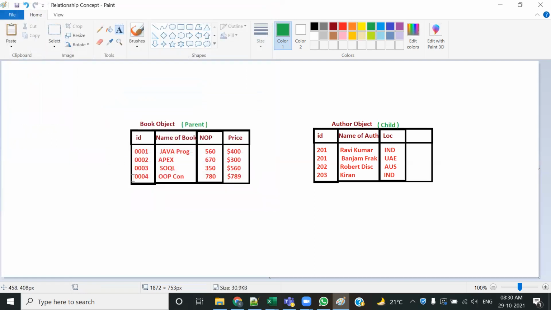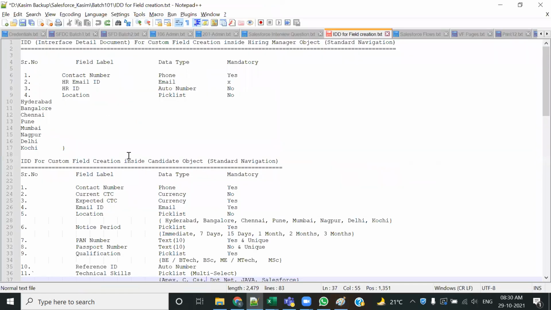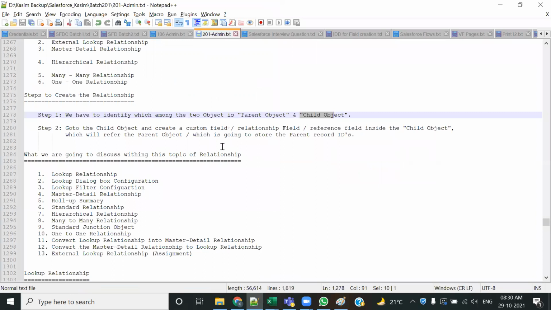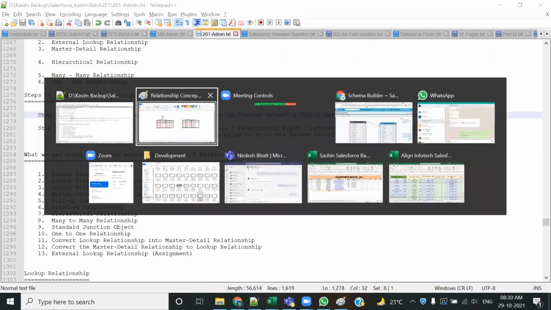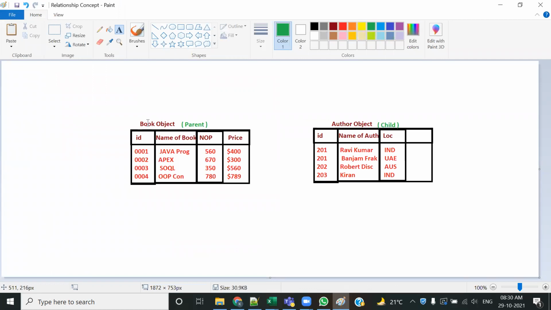So see, as in step number one, we should make this assumption. I mean, rather we should know, not assume. We should identify that among these two objects, which one is the parent and which one is the child. So with the help of this diagram, I could say that step number one is completed, because right now I know that this book object is the parent object and your author is the child object. So this was your step number one.